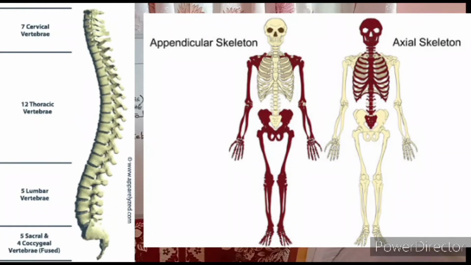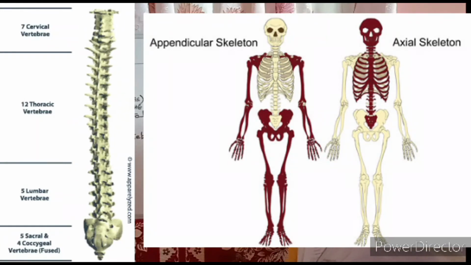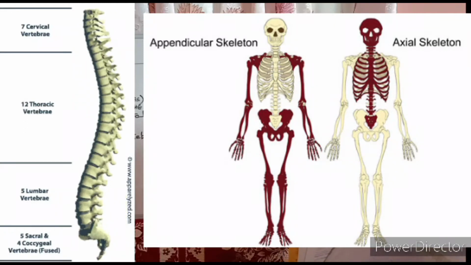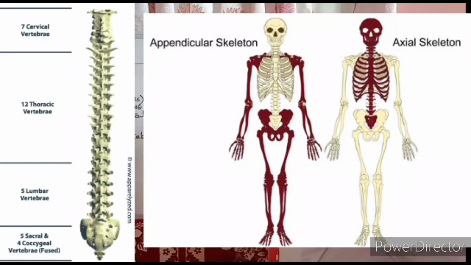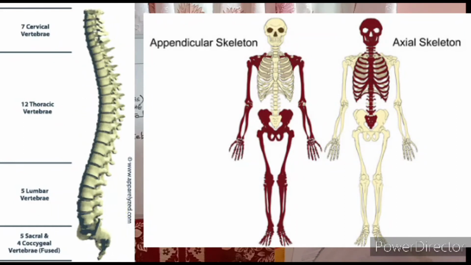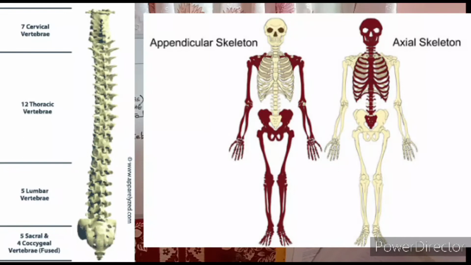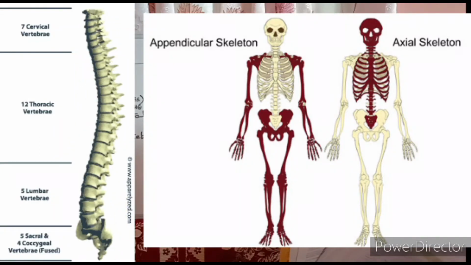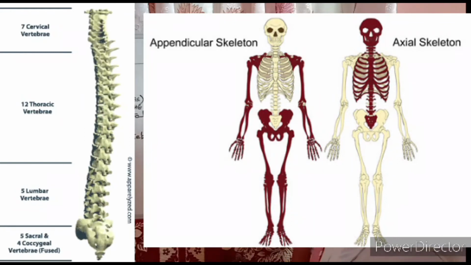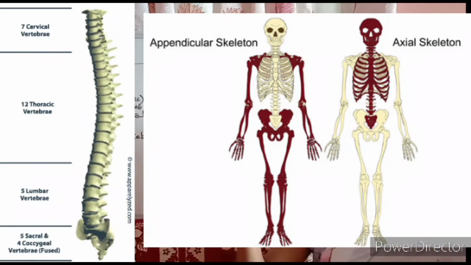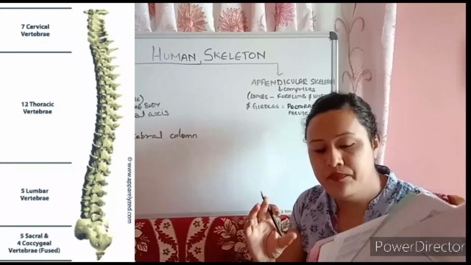Then 12 vertebrae, they are known as thoracic. 12 thoracic vertebrae make up your chest region. Then there are 5 lumbar vertebrae. Then 5 fused sacral vertebrae and 4 fused coccygeal vertebrae. Please remember that. You can see the picture also, it is divided there. I think you must have understood.